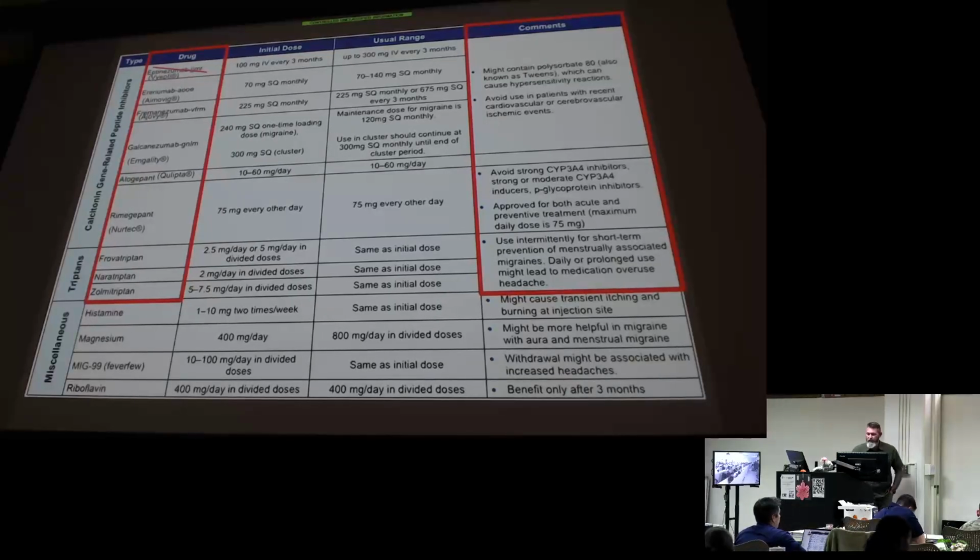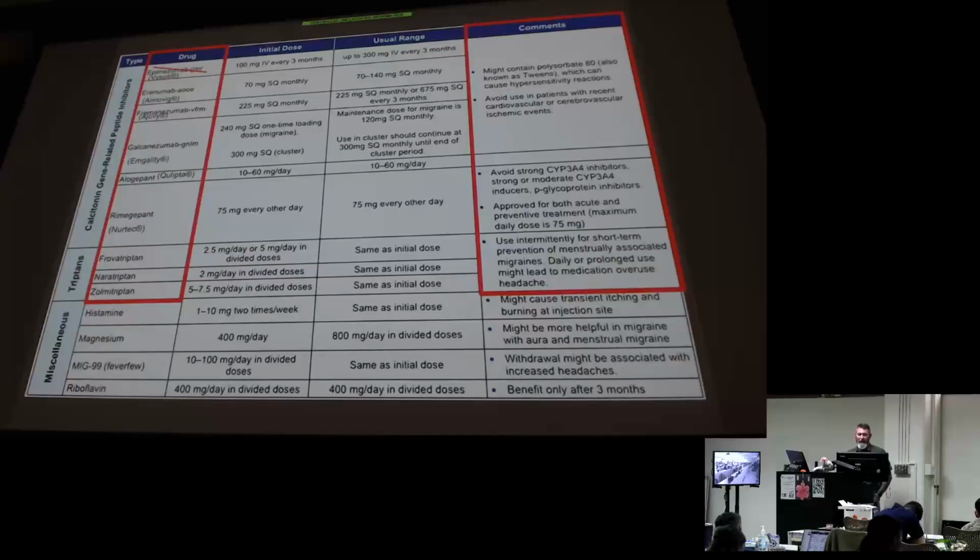Okay, so CGRPs, right? I said there's two different ones. There's the small molecules, which are oral. Those are the GPANTs, right? So if you see the suffix GPANT, those are the small oral molecules of the CGRP antagonists. And then the MABs are the monoclonal antibodies, which means they're injectable. So you just need to know people refer to them as the same thing, so I point that out, that they are actually two different things. One's an injectable and one's an oral pill, but they're both CGRP antagonists.